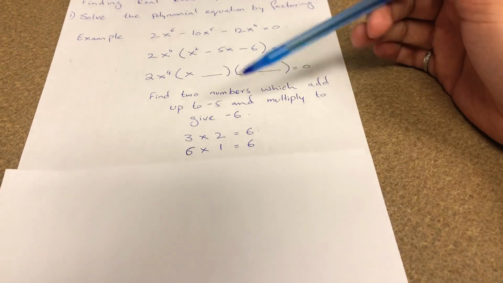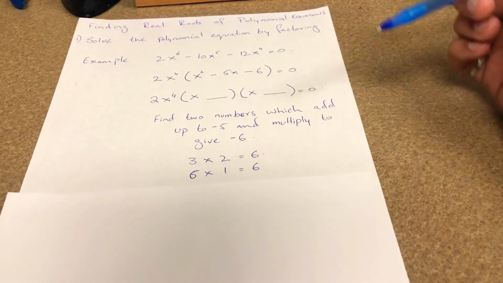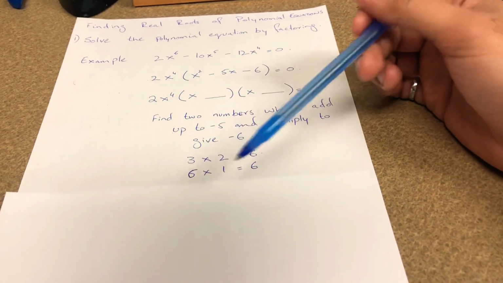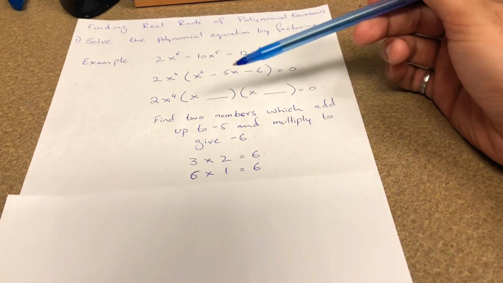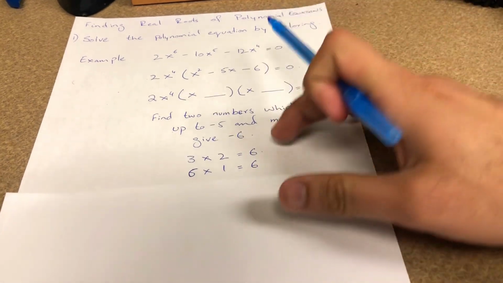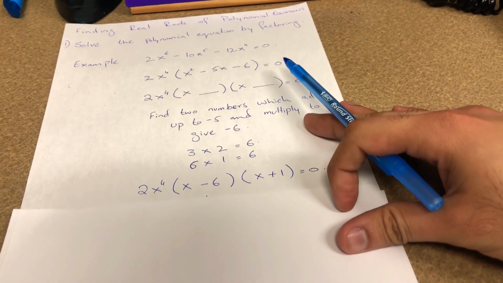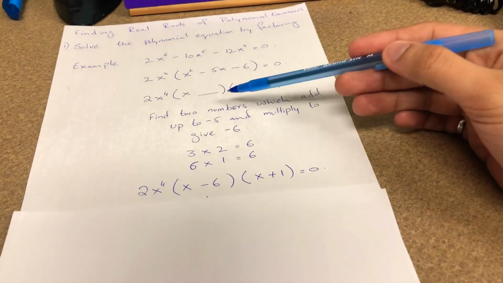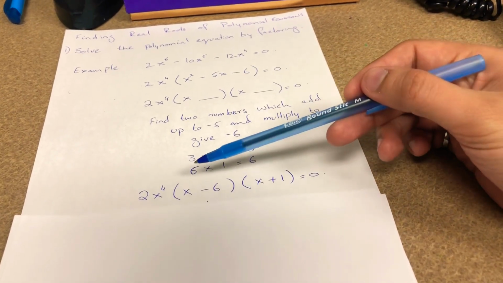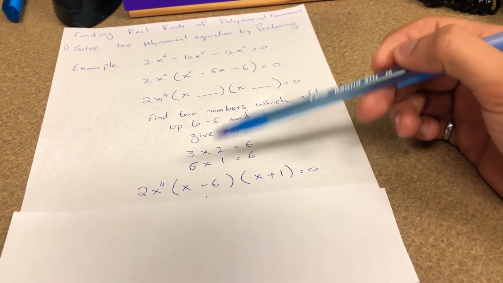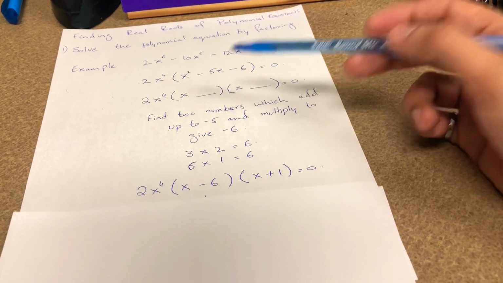We have 3 times 2, which gives us 6, and 6 times 1, which gives us 6. But if we subtract or add them, we should get 5. So 6 minus 1 will give us 5. So we have found our factors, and we can substitute them in. We want minus 5x, so we make the bigger number negative and the smaller number positive, so that we get a negative value to get the minus 5.